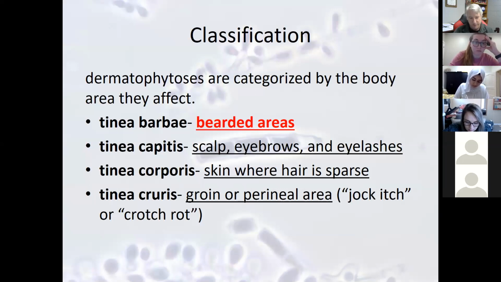Going a little extreme, but that is somebody that has not taken care of that area after they got jock itch, and it gets to the point of really looking awful. So those are our classification characterized by body areas affected.